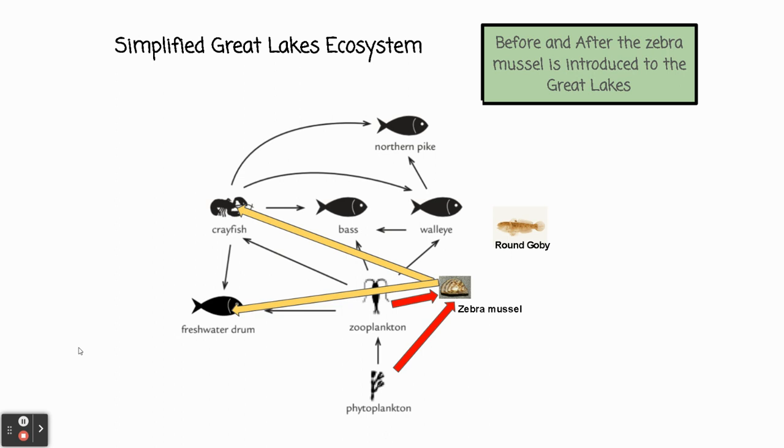Then when the goby came along, the goby can eat the zebra mussel. He can also eat a lot of the zooplankton, which is unfortunate because look at all the secondary consumers that also eat the zooplankton.